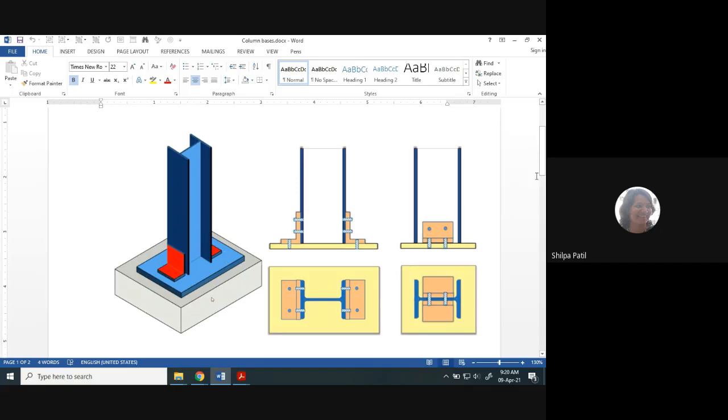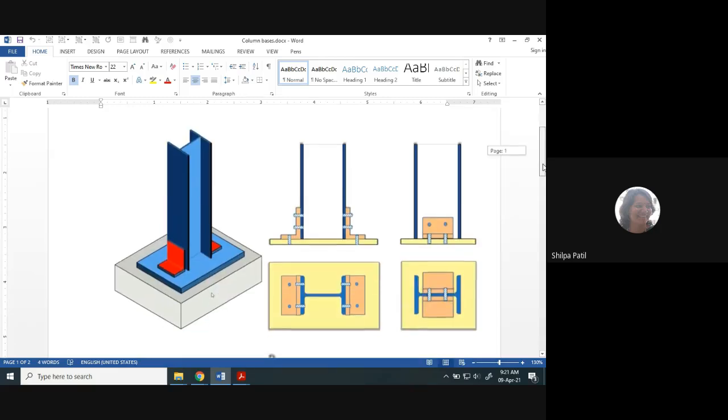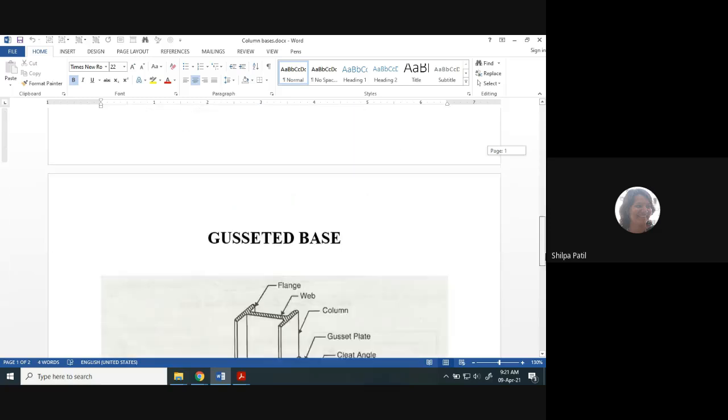Because whatever the load is acting on the column, the same is considered for the design of the base plate. So you can design the slab base, and if you feel that my column is having a heavy load, maybe more than 1500 kilonewton, in that case you can design the footing as the gusseted base. So if the load acting on a column is less than 1500 kilonewton, slab base will be sufficient. Okay, is it clear, guys? This is the slab base and this is the gusseted base.